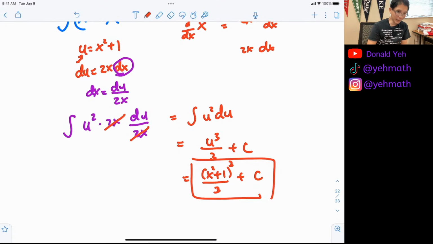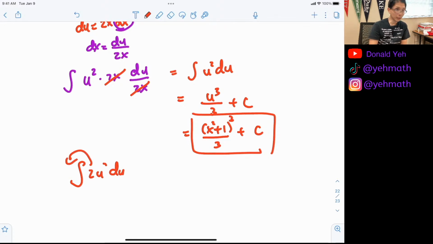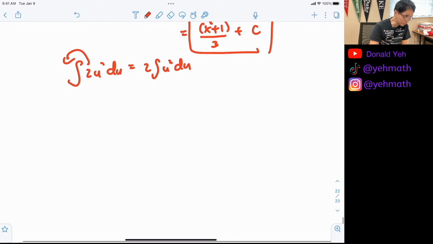Now the constant can be taken outside. So the integration of 2u squared du, what's the thing that you have to do? You can take out a 2, right? The constant can be outside. Does that make sense? The next question requires you to know that skill.